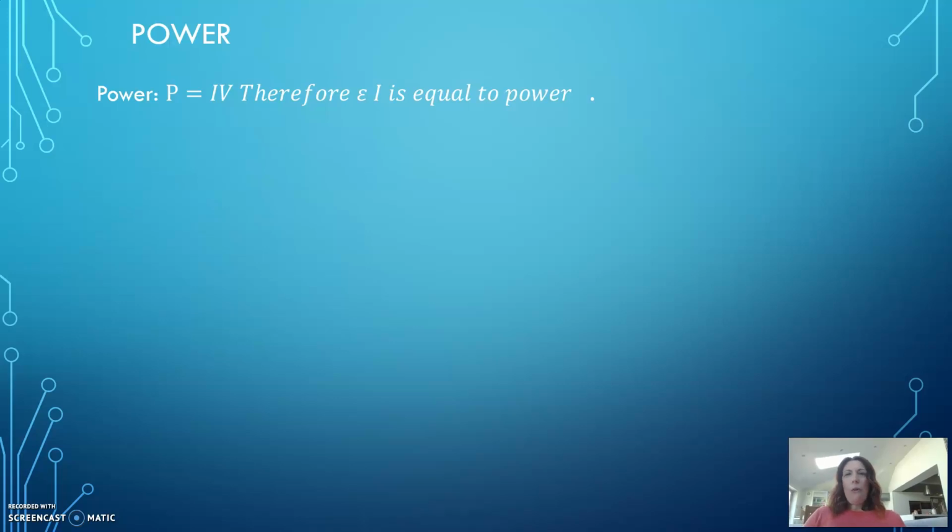Right, just having a very, very quick look at power. Power is equal to I times V. So if you think about the circuit, then the voltage here will be the EMF. So if you want to work out how much power a power supply has, then you would do its EMF times the current through it, which is there.